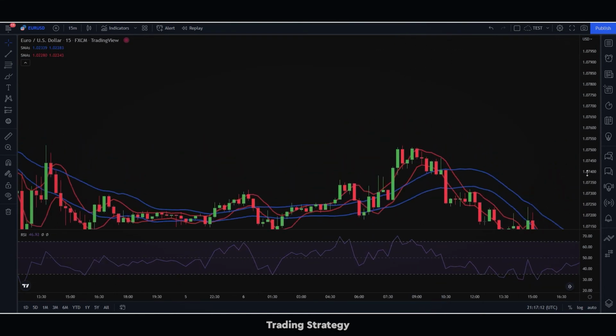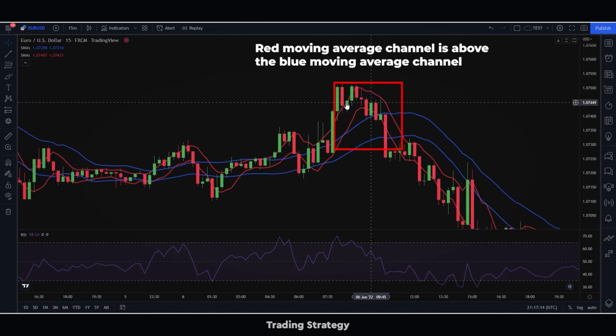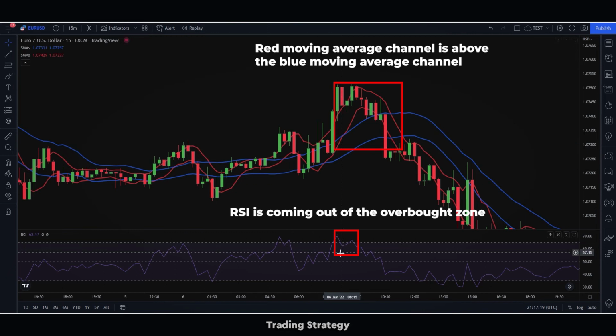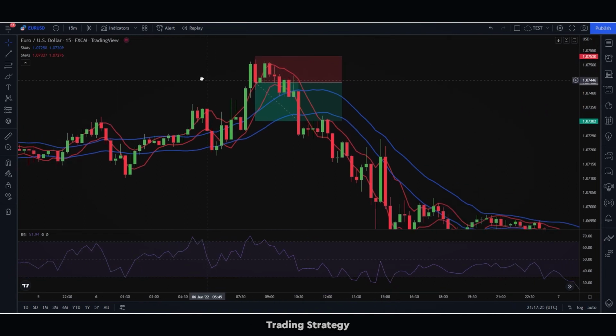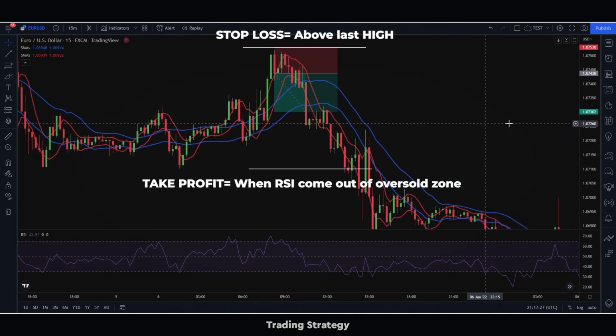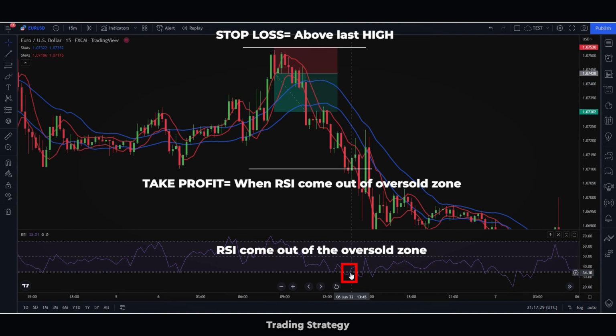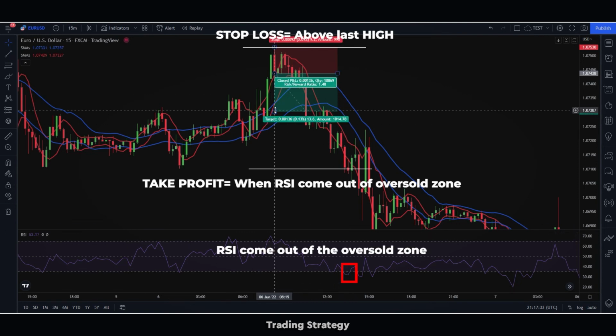We will make a sell trade if the red moving average channel is above the blue moving average channel. And furthermore, the RSI is exiting the overbought zone. We will put our stop loss at the last high and our take profit when the RSI becomes oversold. If we are more aggressive, we can wait for the RSI to come out of oversold to take more profit.